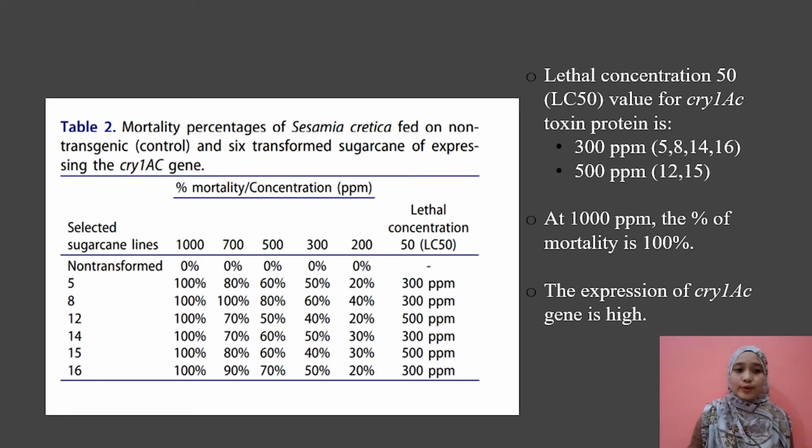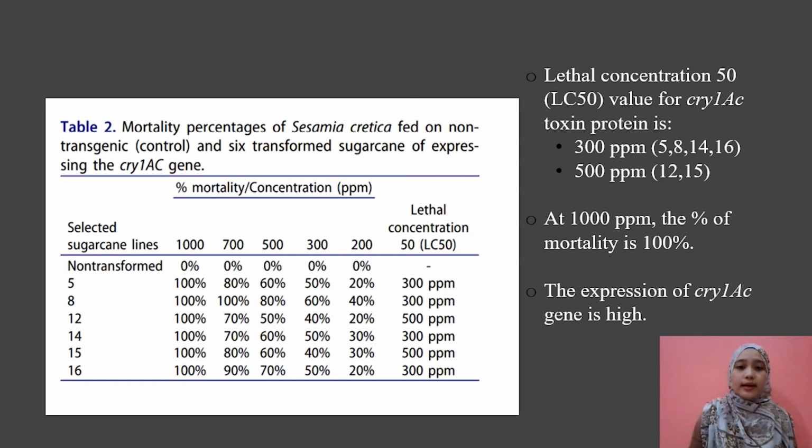The table shows the mortality percentage of Sesamia critica, which is one of the Lepidopteran insect pests that cause problems to the sugarcane crop. As you can see, 6 transformed sugarcane lines were selected against 1 non-transformed sugarcane. The lethal concentration 50 means the concentration at which half of the insects die, and this LC50 value for Cry1Ac toxin protein is at 300 ppm and also 500 ppm.